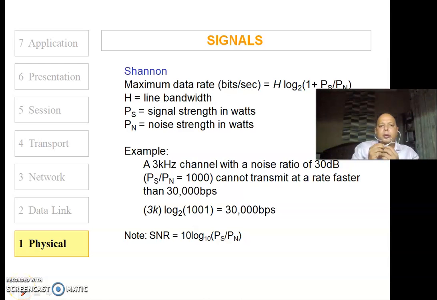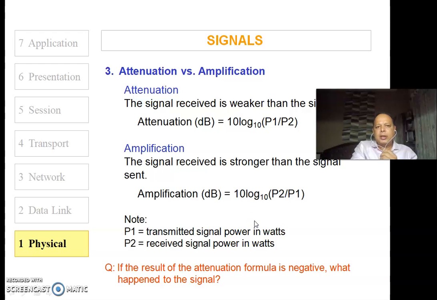Hello, good morning. So we have seen the details of the physical layer and the corresponding parameters related to physical layers. Now, this slide is only for reference. Let's see the further details.